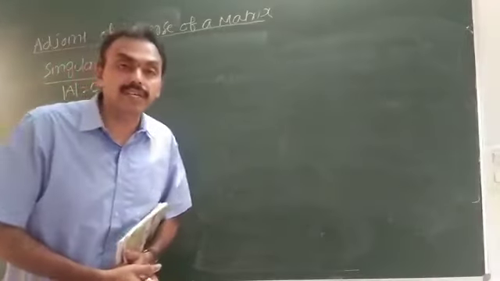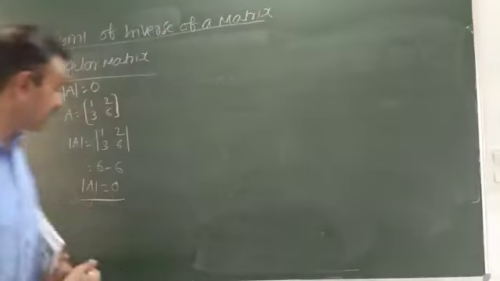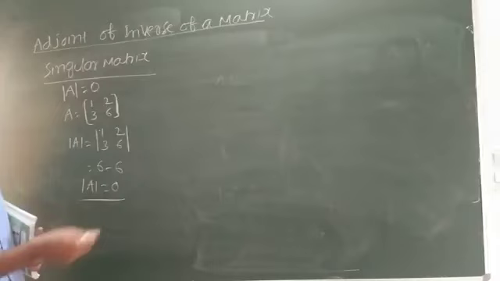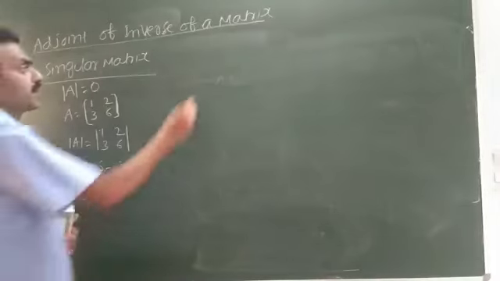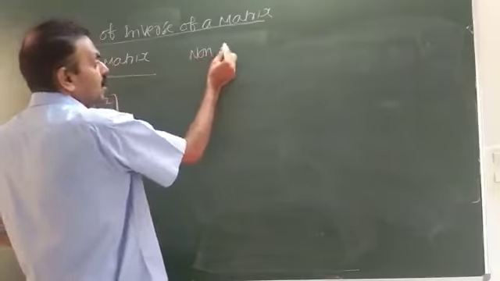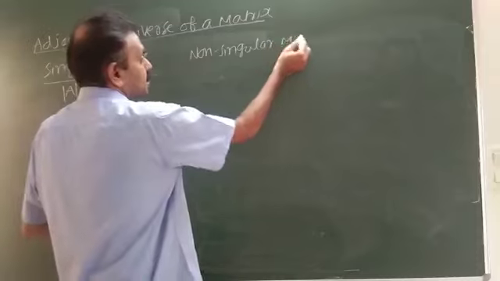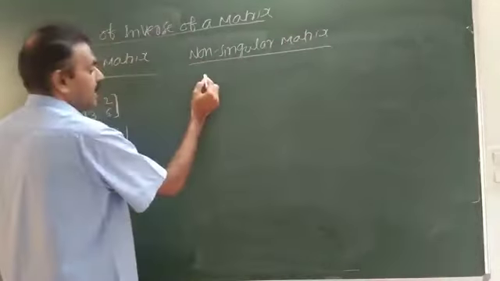Then what do you mean by a singular matrix? A square matrix A is said to be singular if determinant A is equal to 0. That's the meaning of a singular matrix. Similarly, you can take the example of 3 cross 3 also. We have one more definition called non-singular matrix.